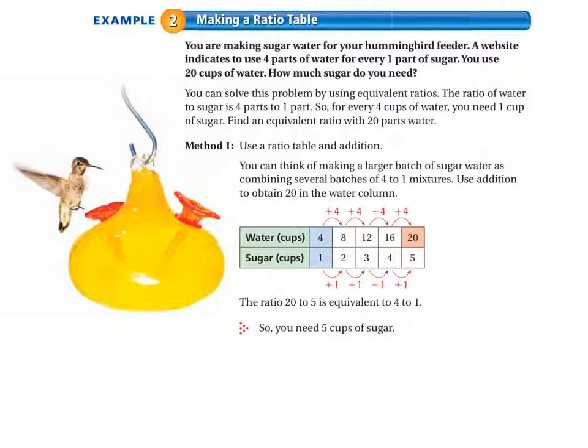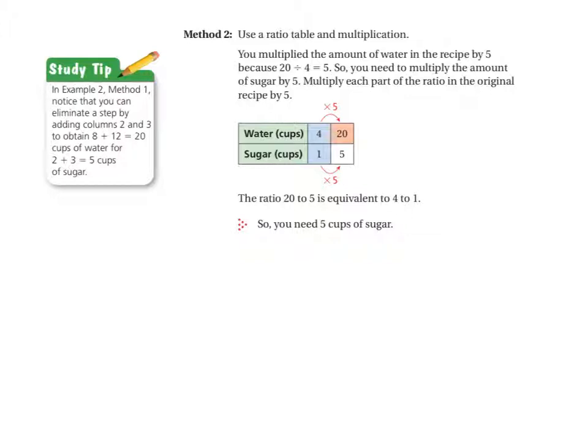So again, if I want to do this the long way, here's method 1. We can use a table and we can go up. For every 4 cups of water, there's another cup of sugar. Another 4 cups of water, there's another cup of sugar. And we could continue that until we get to 20 to see that our solution should be 5 cups of sugar. Or the other way would be just to use cross products.